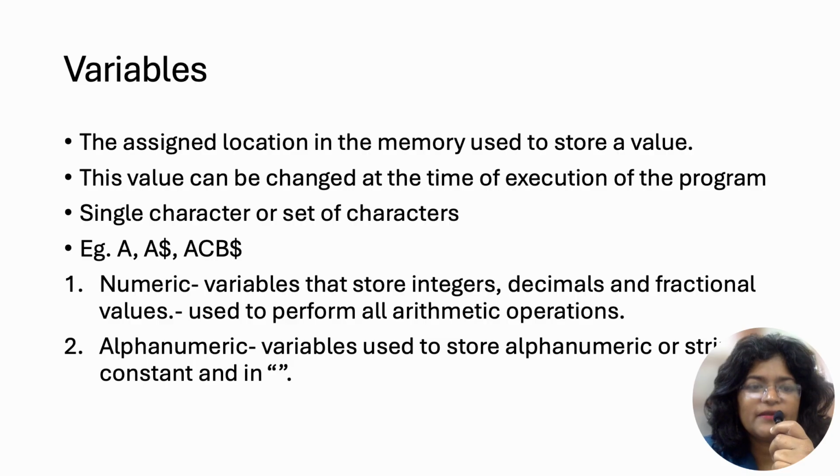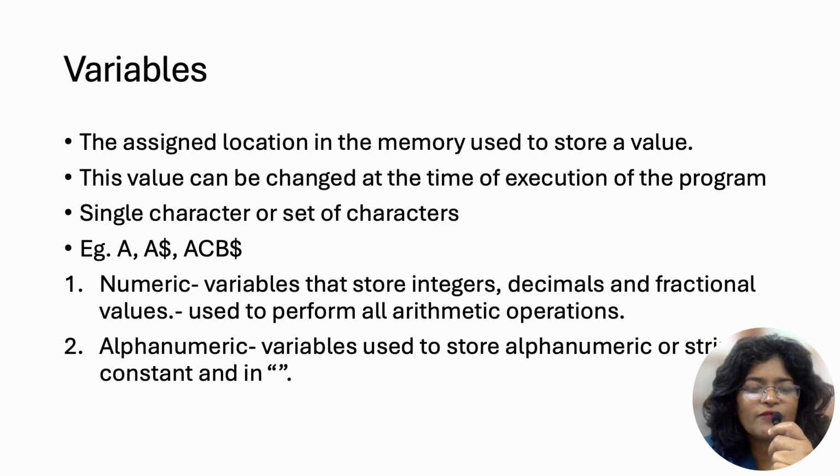Variables. The assigned location in the memory used to store a value is called a variable. And this value can be changed at the time of the execution of the program. A single character or set of characters are used. Example, A. What would that be? A numeric or an alphanumeric? Numeric. Why? It doesn't have a dollar sign after it. What about A$, an ACB$? They would be alphanumeric variables. Why? They have a dollar sign after it.